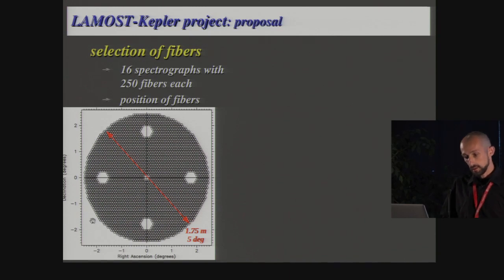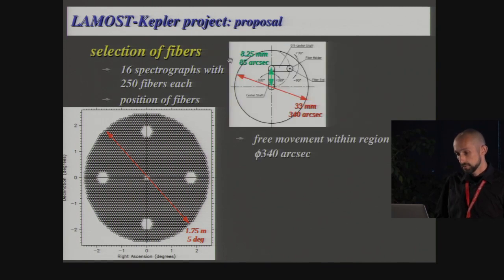So in this plot here is a figure that shows the positions of the fibers. In total, there are 4,000 fibers that cover a circular field of 5 degrees. And that is subdivided in 16 spectrographs with 200 fibers each. So this is one of these little circles here.